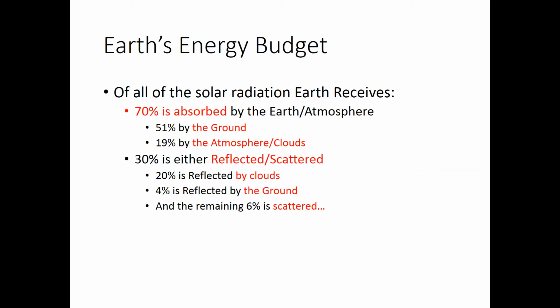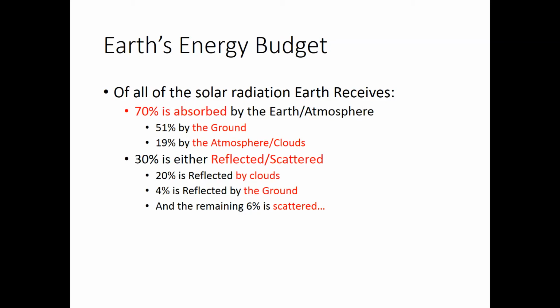Of this 70%, 51% is absorbed by the ground. So 51% of all the sunlight that enters the atmosphere ends up being absorbed by the ground. Meanwhile, another 19% is absorbed by the atmosphere, the gases in the atmosphere, so the nitrogen, the oxygen, the different gases, carbon dioxide, water vapor, and so on. And then a large portion is also absorbed by clouds.